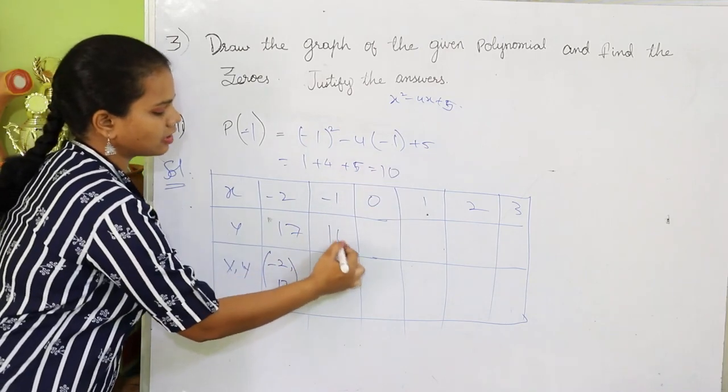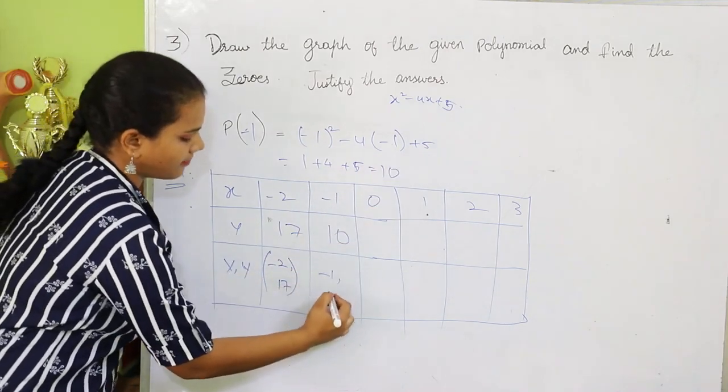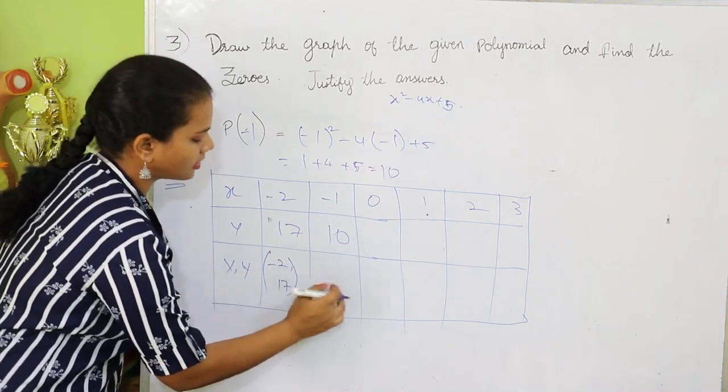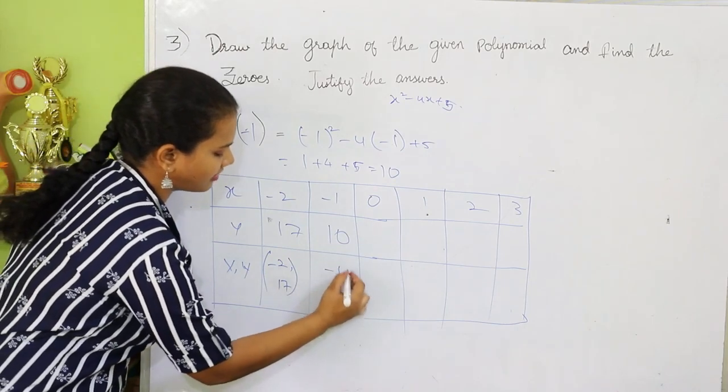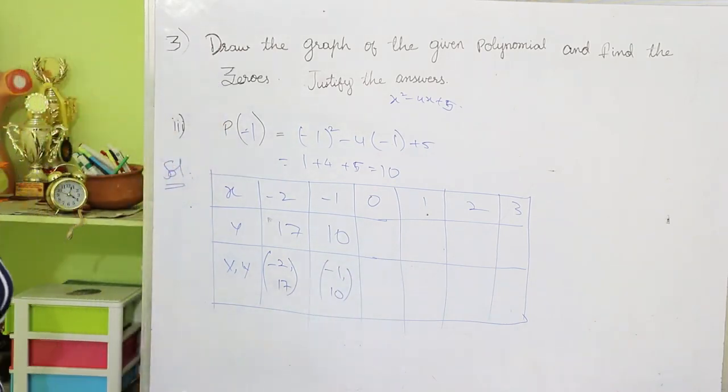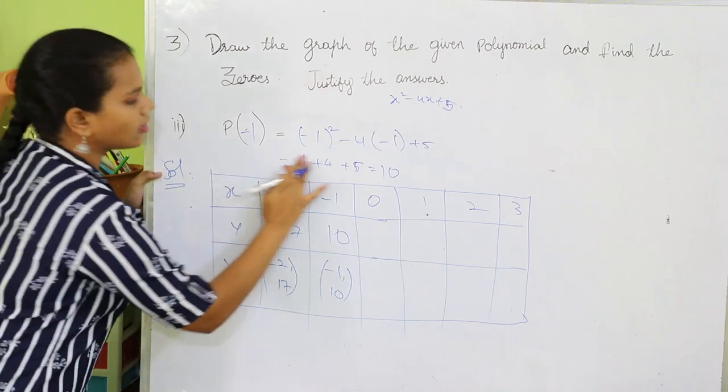So therefore x comma y value is -1 comma 10, where y value is 10. Clear? Hope you got it. Now let me go for the next one.